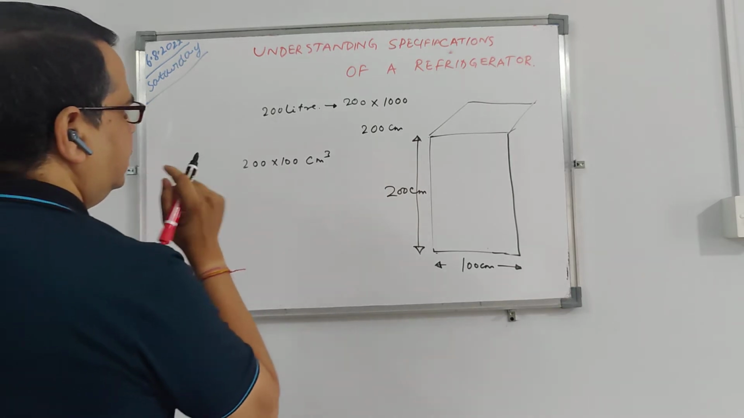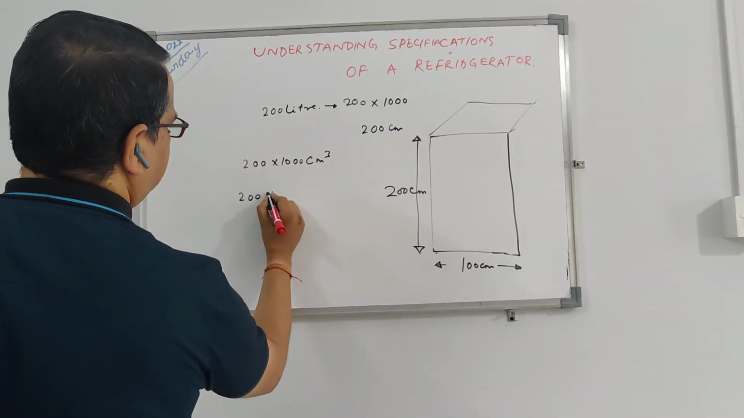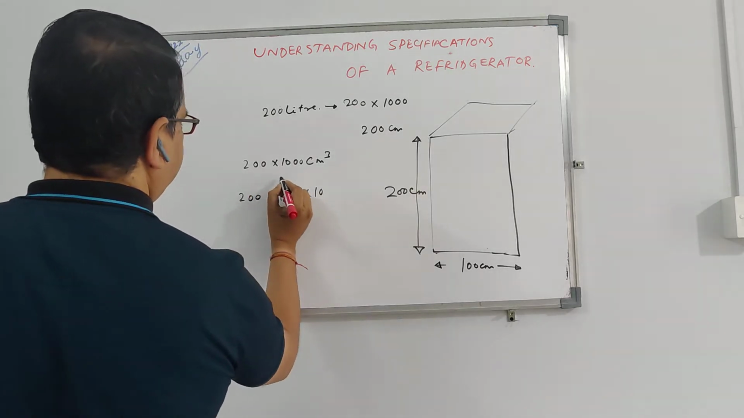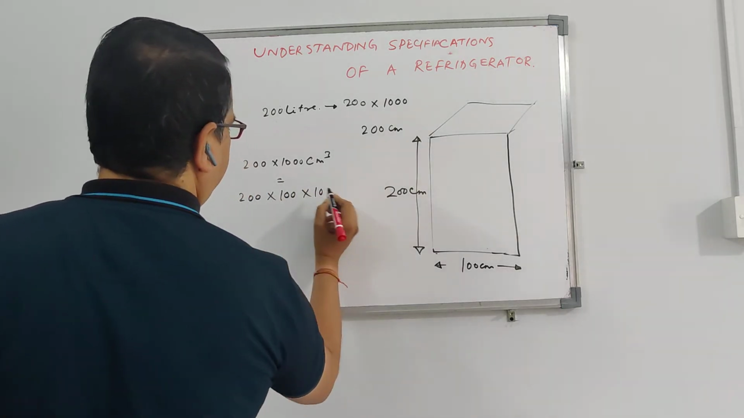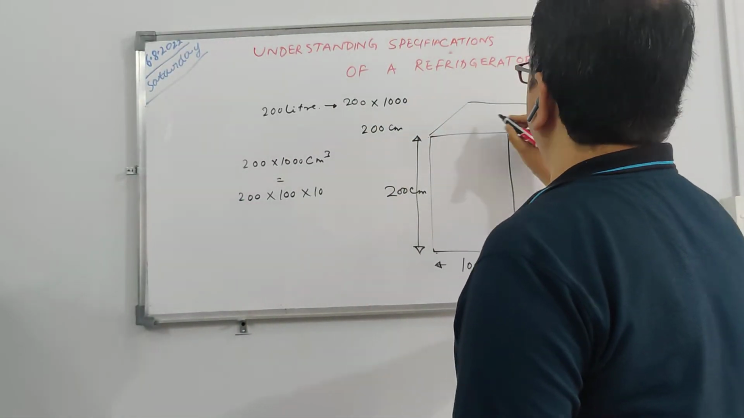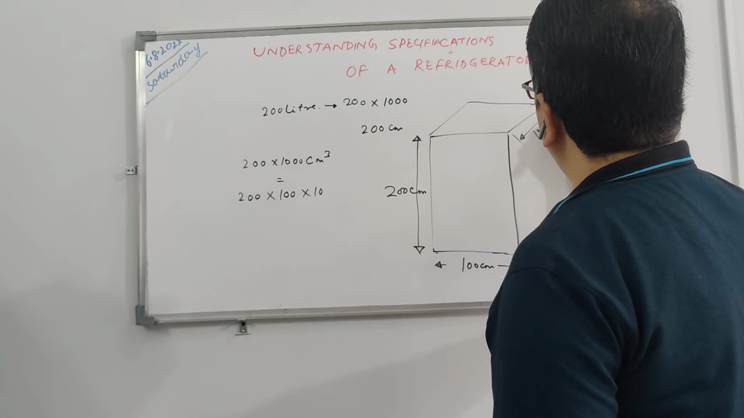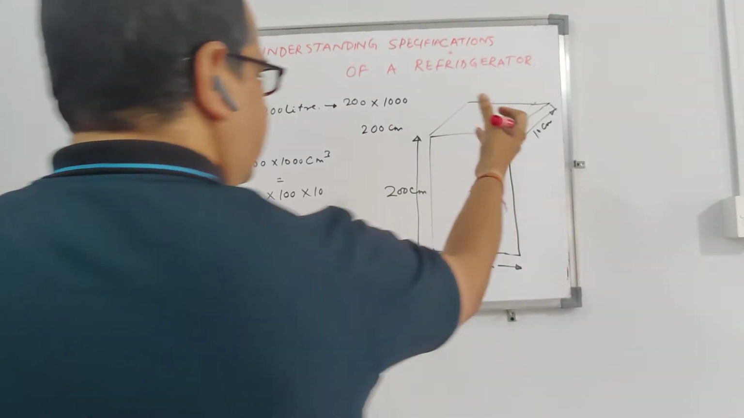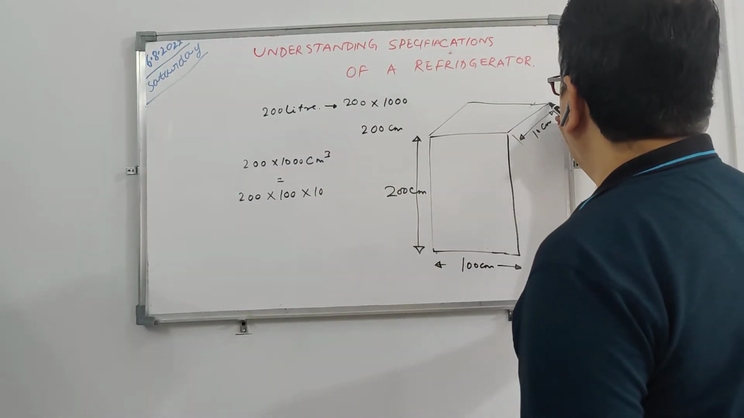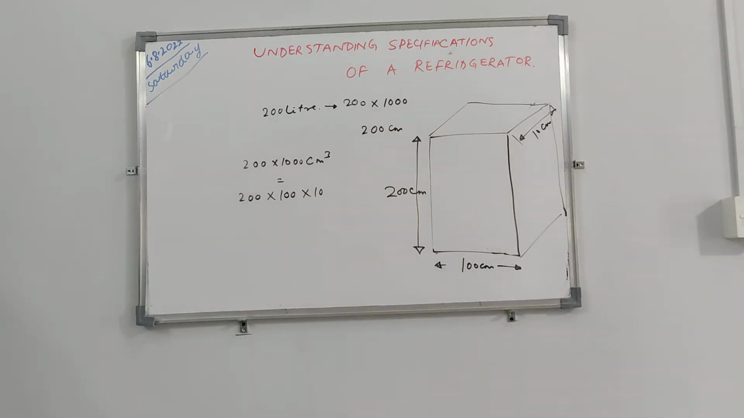So this is 200, this is 100, and another 10 is left. So this is equal to 200 into 100 into 10. That means this is my 10 centimeter depth. This is typical, it can be more also. That gives me the understanding of my refrigerator volume.